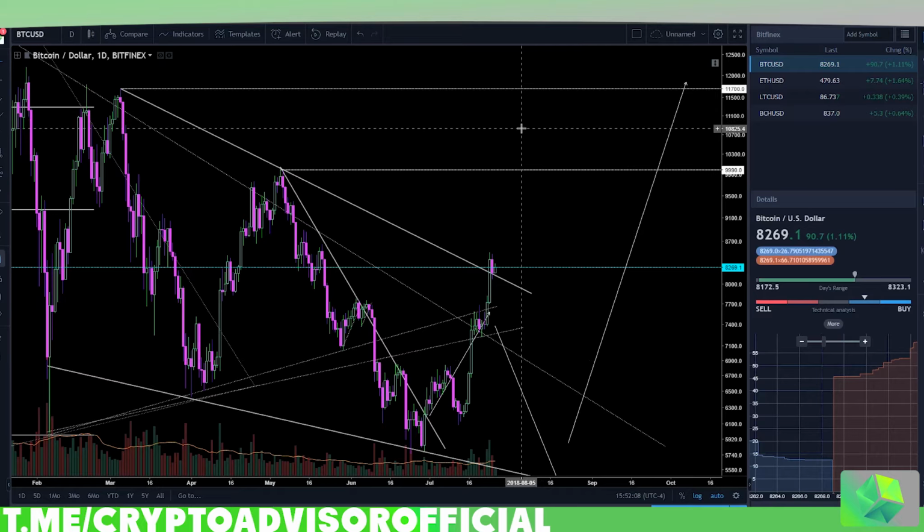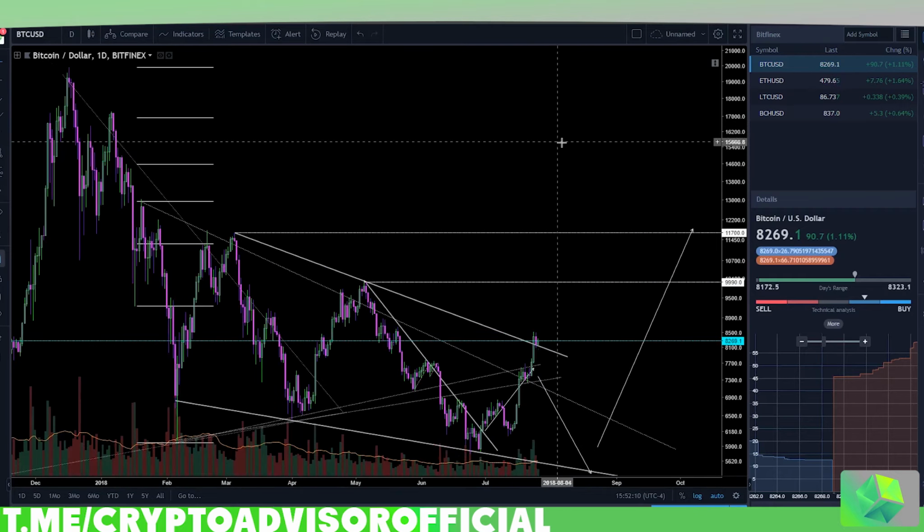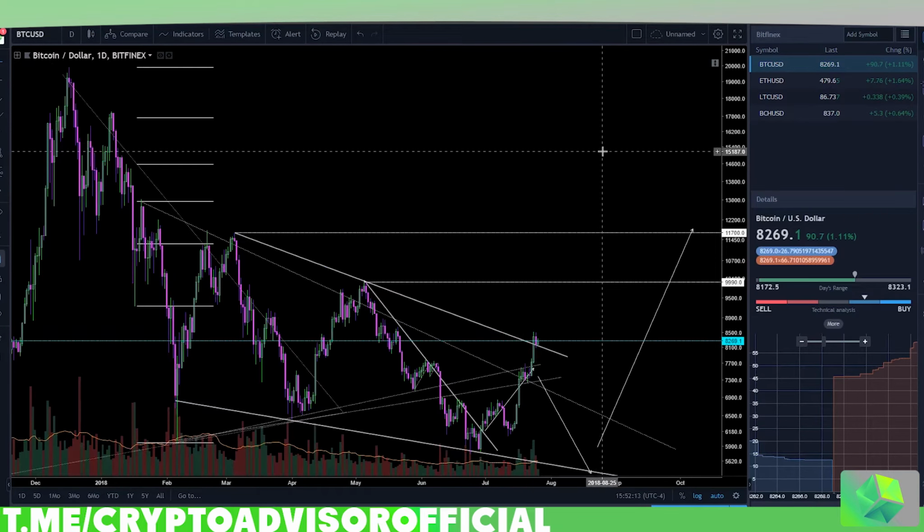Although the reason why my targets are so low, and the reason why I'm not saying that Bitcoin is going to be hitting 40,000 by the end of the year for sure, is really because of this Bitcoin ETF.